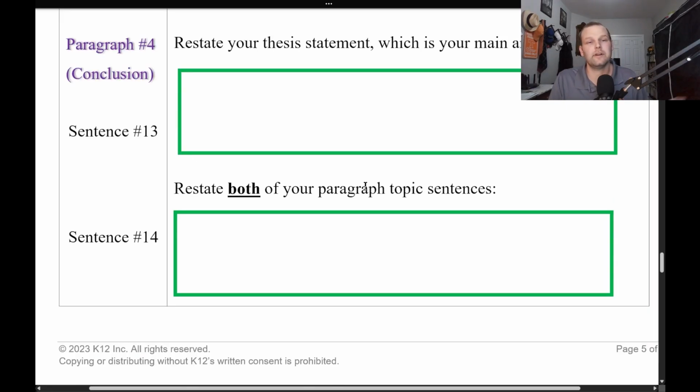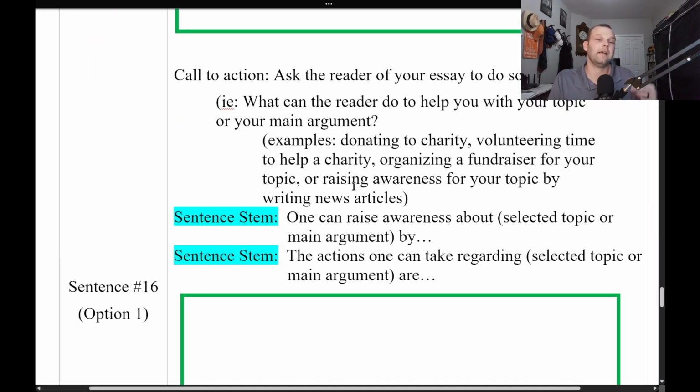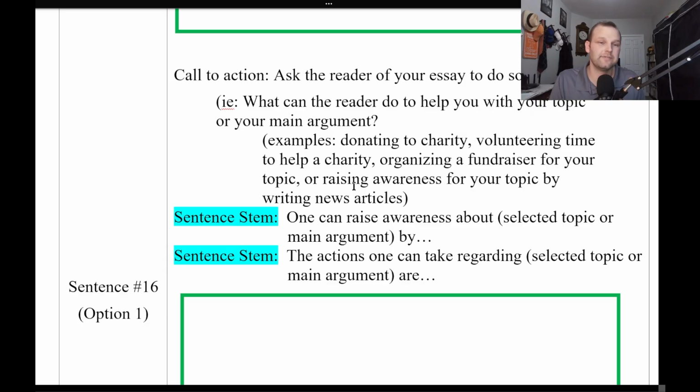Conclusion paragraph. Restate your thesis statement, which is your main argument. Restate both of your paragraph topic sentences, or you could combine ideas if your paragraph topic sentences are related, and restate all of the main ideas, the main topics for those body paragraphs. Lastly, for your conclusion paragraph, you could end your argument essay with a call to action.